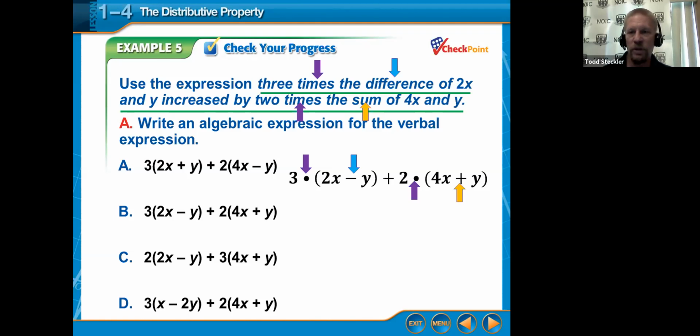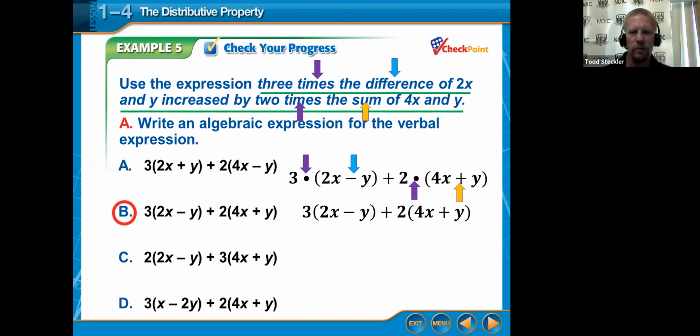We notice that for the difference, the first term was a 2x, so that went before the minus. The second term was a y, that was after the word and, so that followed the subtraction symbol. And the same thing with the sum. The sum had 2 things that were being added. A 4x was listed first, so that went first, and the y was listed second. Now if we rewrite this without the raised dot symbol for multiplication, we get the answer choice that looks very much like letter B.